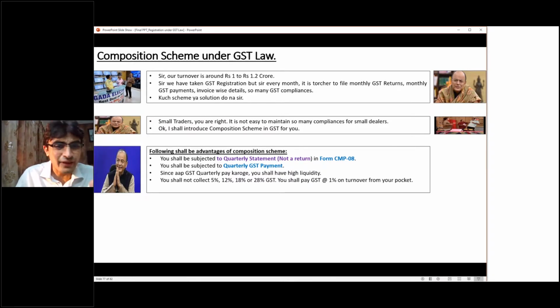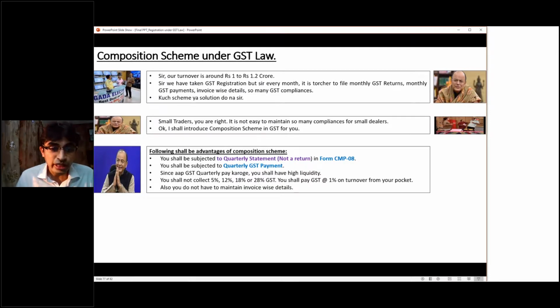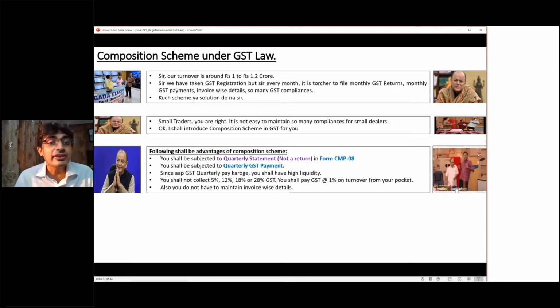Next, they don't have to collect 5%, 12%. They have to pay a flat 1% GST. Only 1%. Suppose this mobile rate is 18%, but if I am registered under the composition scheme, only 1%. Any product, 1%. Also, I do not need to maintain invoice-wise detail. So listening to this scheme, these people are so happy. They are dancing. An excellent scheme for the dealer having turnover up to 1.5 crore.